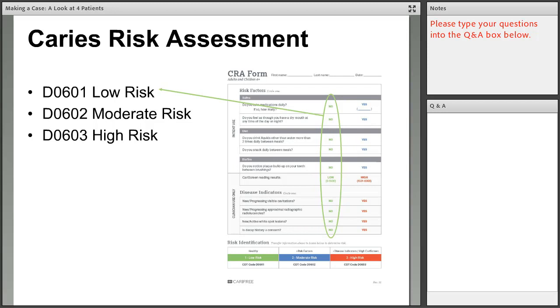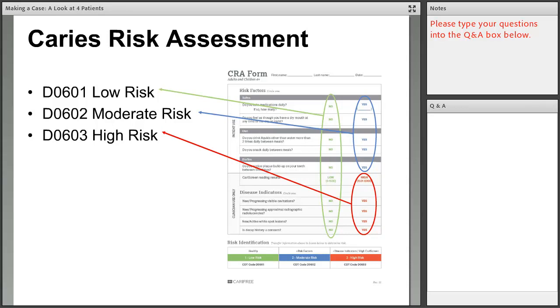If they have at least one blue answer, so that's a risk factor. If they have at least one risk factor, they're moderate risk, and that's a D0602. And if they have at least one red answer, that makes them high risk.